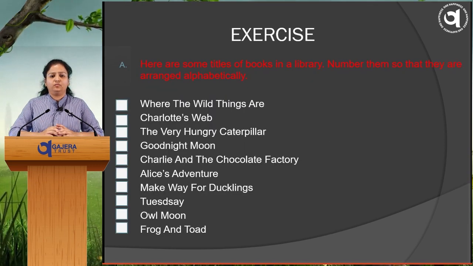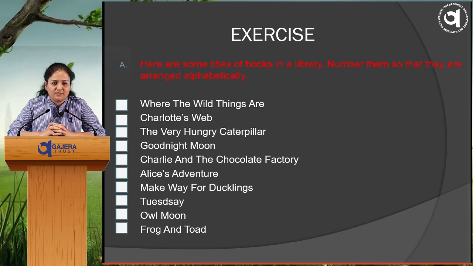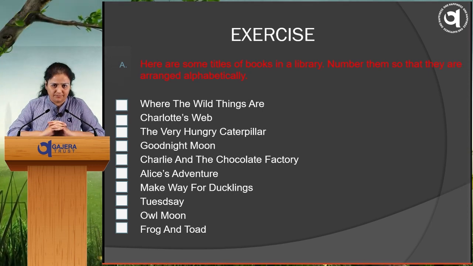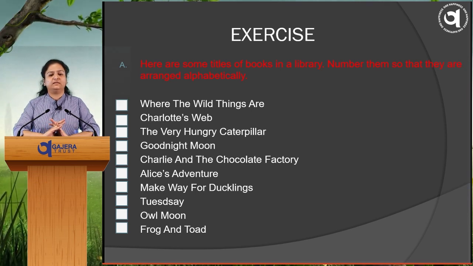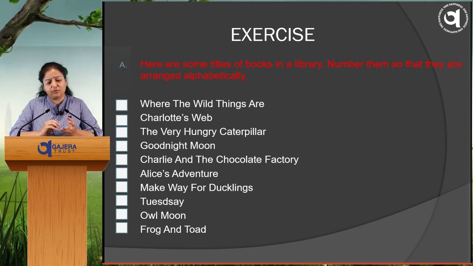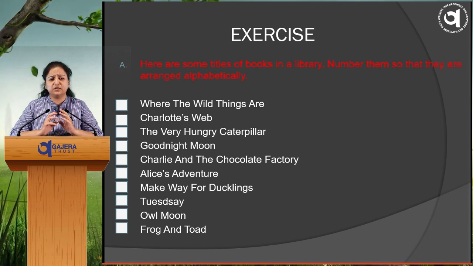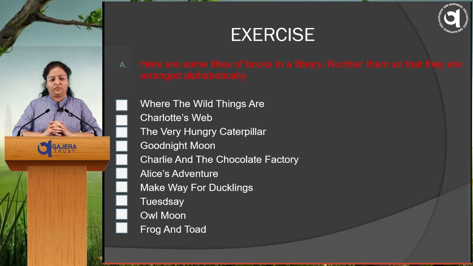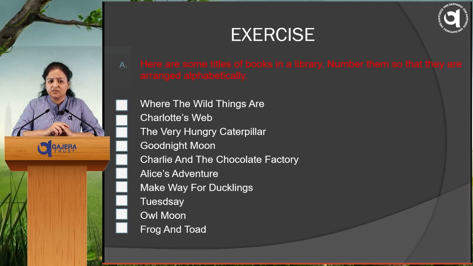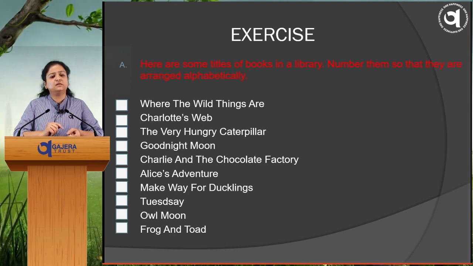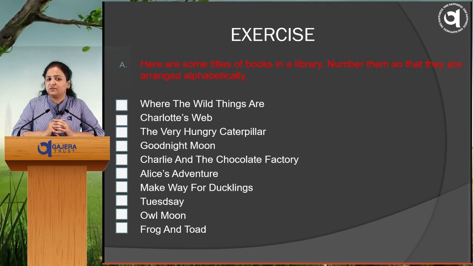Now here we have one exercise to recall the whole alphabetical order. We are in the library, and here are so many titles of books. These books are all mixed up. Now we are given the task to arrange all these books alphabetically. So how can we do that? We have a list of books, and we have to arrange them. We have to recall the alphabet, then start our work.